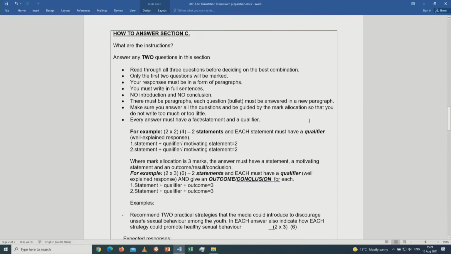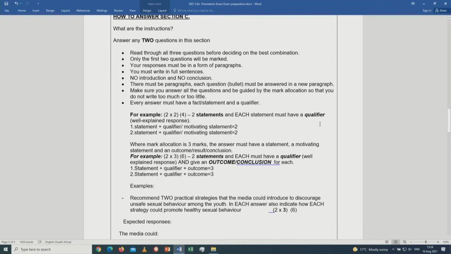And now let's look at how to answer section C questions. Like I said, you will be asked 3 questions and you will be expected to answer only 2. Please do only answer 2, like I said previously. Read through all the 3 questions before you decide which one is the best combination. Only the first 2 will be marked, like I said. Your response must be in the form of paragraphs. You must write in full sentences, no brief responses.